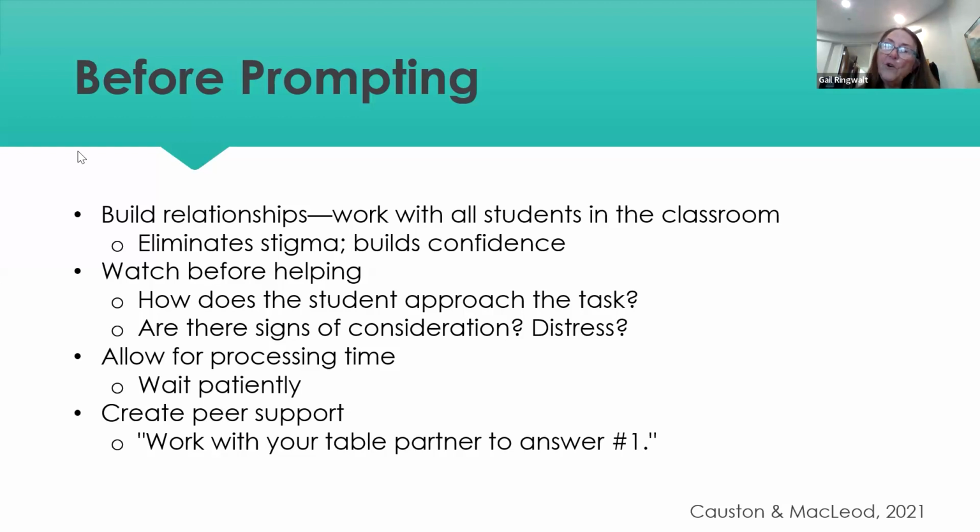I repeat the question, or I get her to at least talk to me. Sometimes you can ask a student, what did the teacher say? What are you supposed to do? If you can get them to verbalize back to you what they're supposed to do, you can also then figure out maybe what step they're missing.